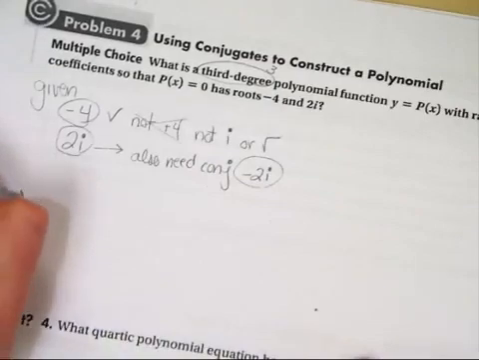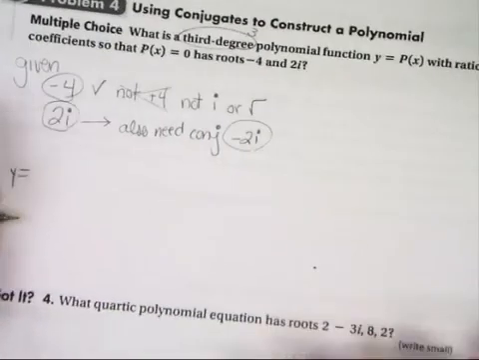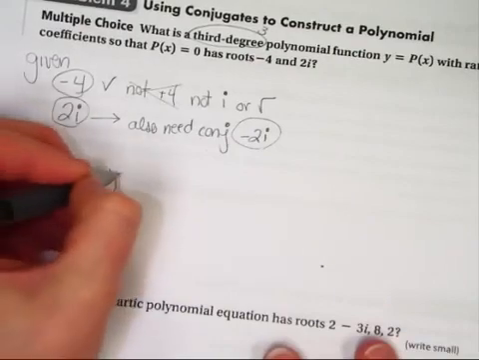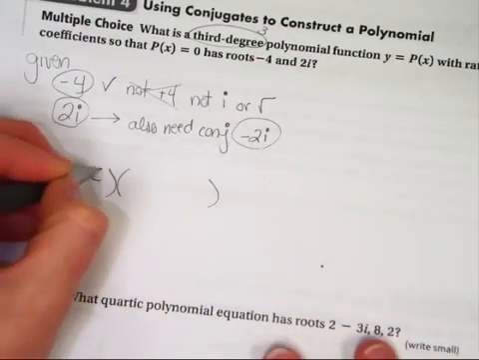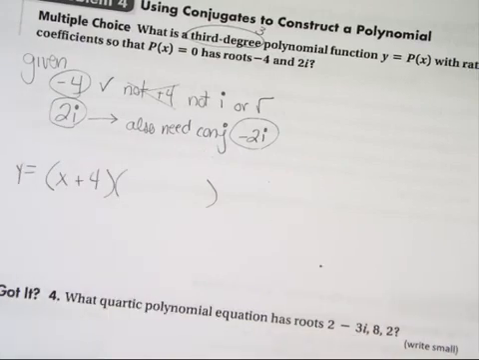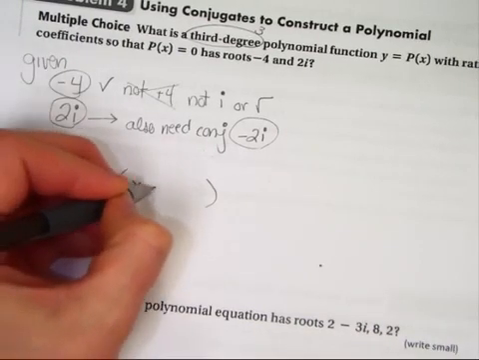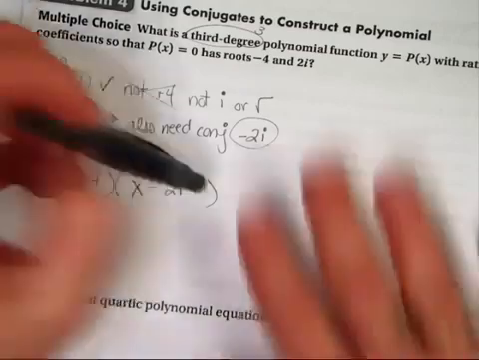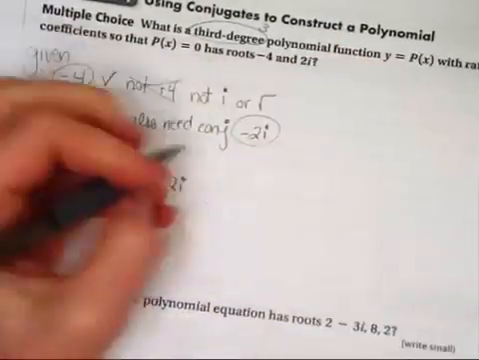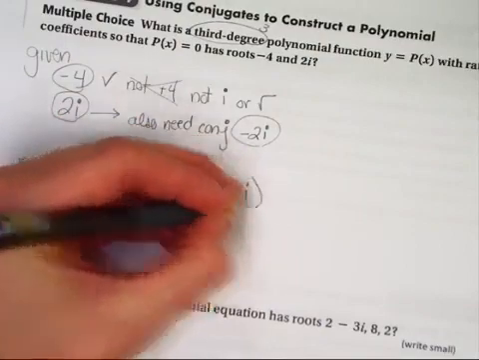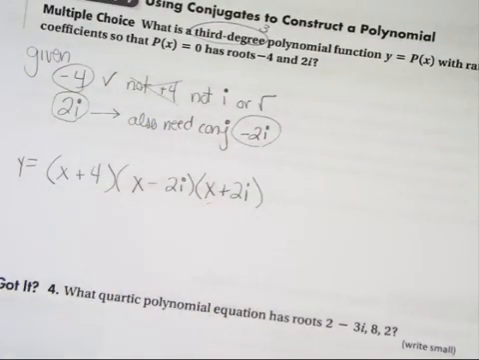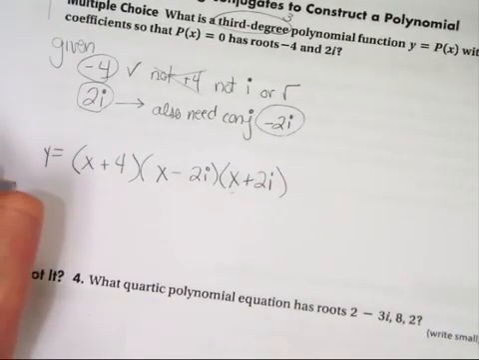So what we'll do is we'll write y equals, just like we did in, I think it was section 5-2, 3 parentheses. We do x plus 4 because one of our answers was a negative 4. We do x minus 2i because one of our answers was 2i. And we do x plus 2i because our third answer was a negative 2i. Alright? Now what we need to do is multiply them together.